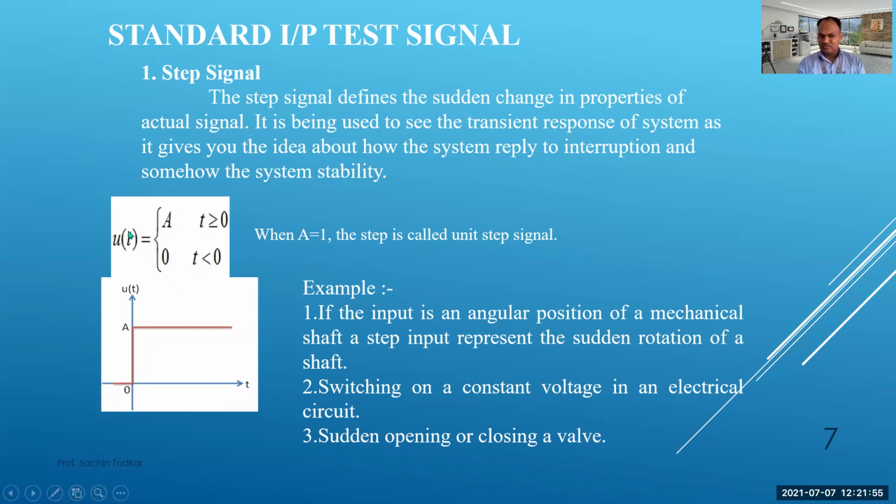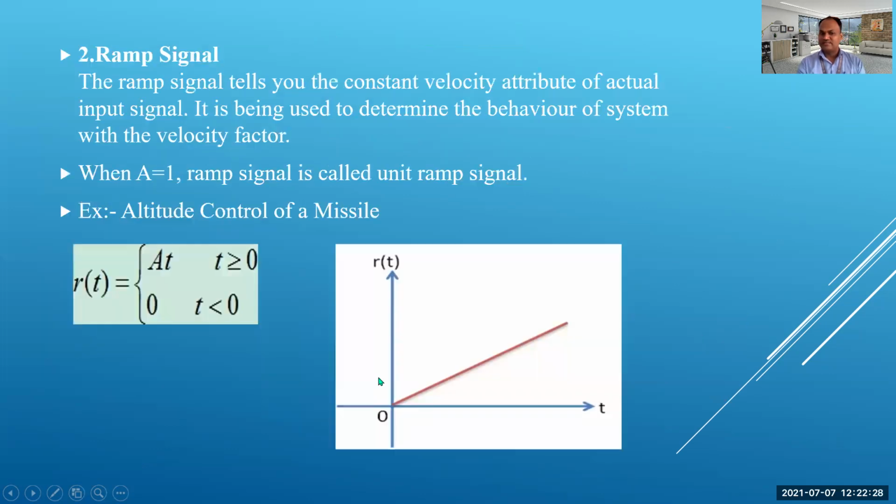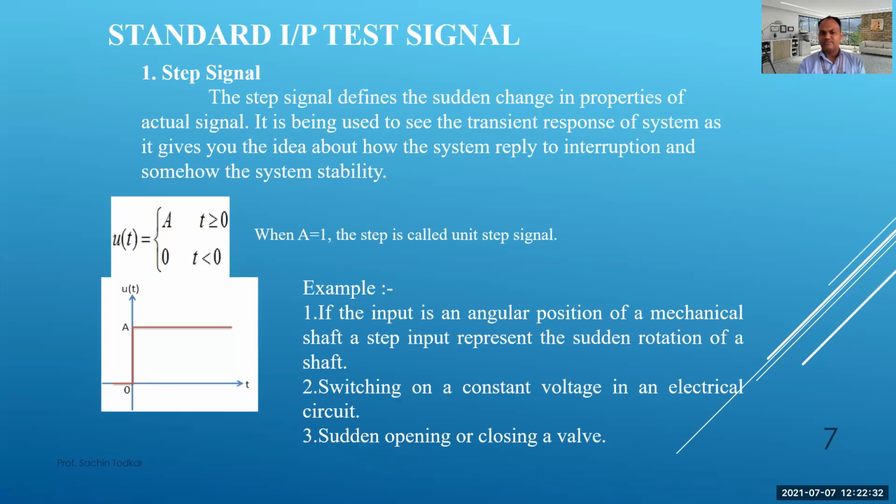Okay, so the equation will be u(t) equals A when t is equal to or greater than 0, and it is 0 when t is less than 0. This means when time starts from 0 to anything, it will give the output A. When A is equal to 1, the step is called a unit step signal. Examples: if the input is the angular position of a mechanical shaft, a step input represents a sudden rotation of the shaft. Switching on a constant voltage in an electrical circuit will represent a unit step signal.